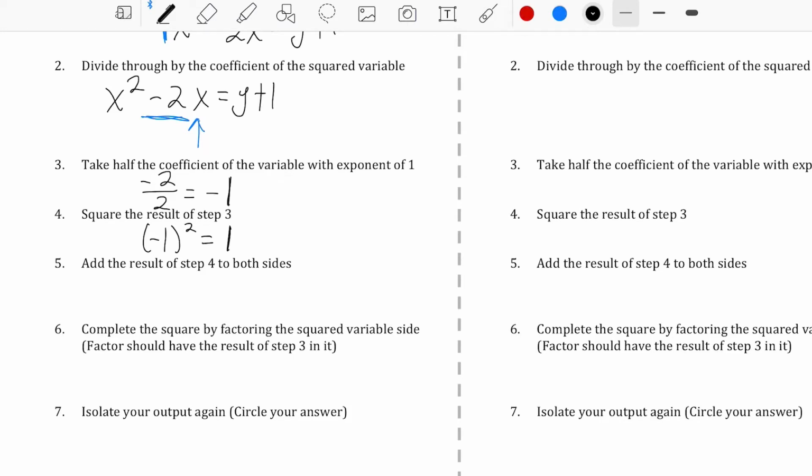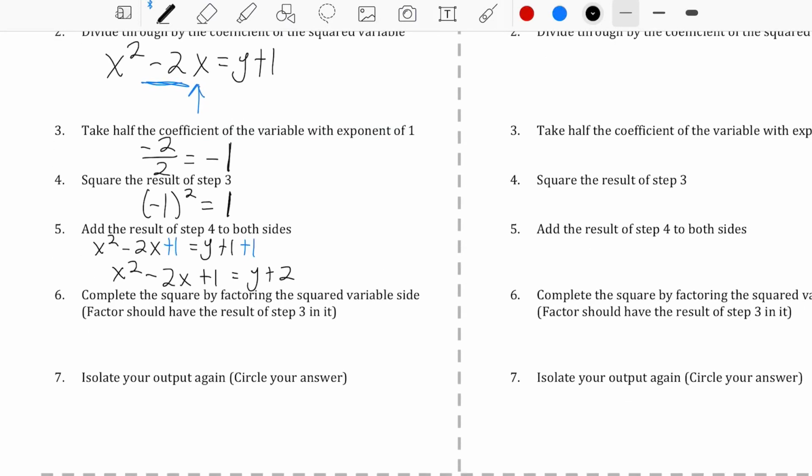Now it says add the result of step 4 to both sides. So I'm just going to copy down. I have x squared minus 2x equals y plus 1. I'm going to add the result, so I'm adding 1 to each side. When I simplify that, I get x squared minus 2x plus 1 equals y plus 2.